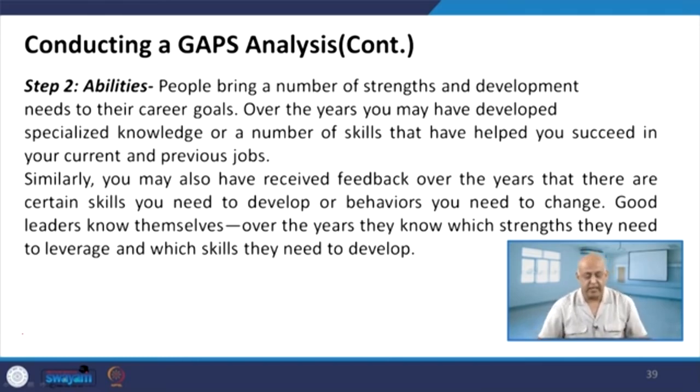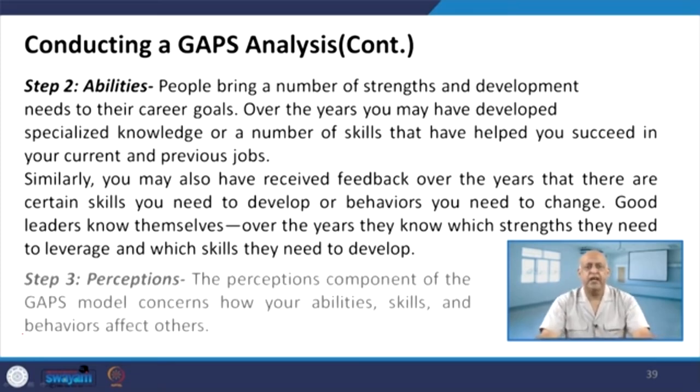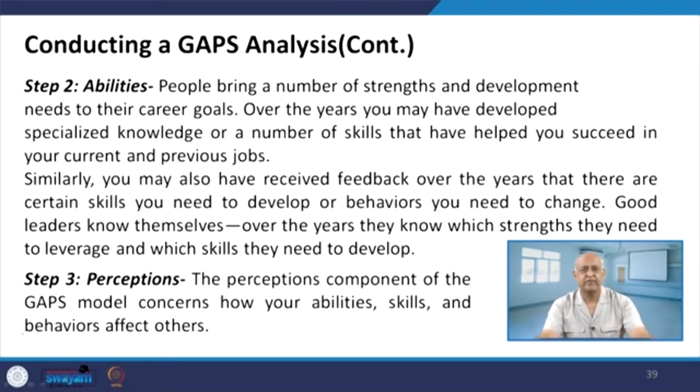People bring a number of strengths and developments to achieve their career goals, and many times it is the knowledge and skills that we develop. We receive feedback that yes, we are skillful, fully developed, able persons. That ability is what you get from knowledge and skills. Now, here you see that ability, skills and behavior affect others also. That is the perception. So in that case, it is very important how you perceive yourself.